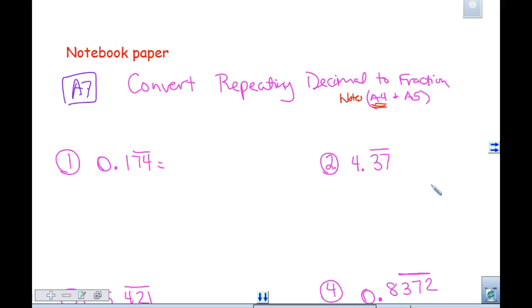So this is on the notebook paper. Does anyone still need notebook paper? Okay? You are going to have your workbook open because we are doing problems in the workbook, but you're going to put down this problem. Number one, 0.174 repeats. Number two, 4.37 repeating. You gotta write these on the notebook paper. Okay?